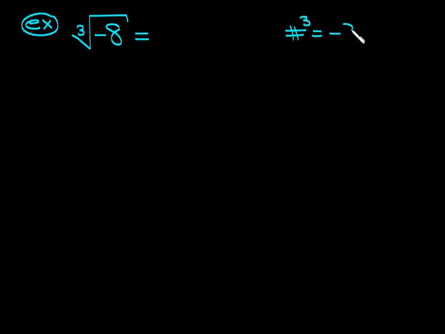Some simple examples. Let's say that we want to find the cube root of negative 8. That stands for cube root because the index is 3. So basically what we're looking for is some number whose cube is equal to negative 8. And we know that negative 2 cubed is equal to negative 8, so this number must be negative 2.